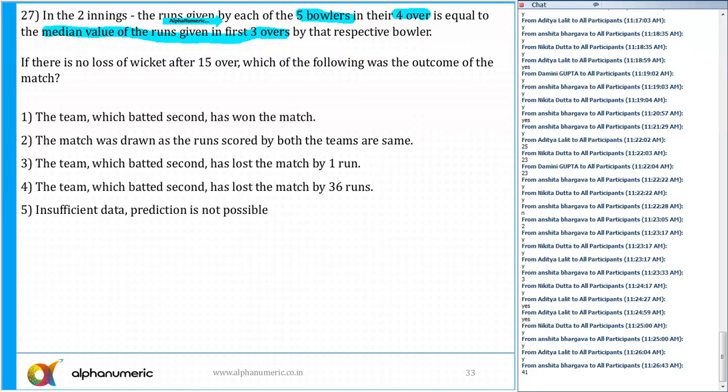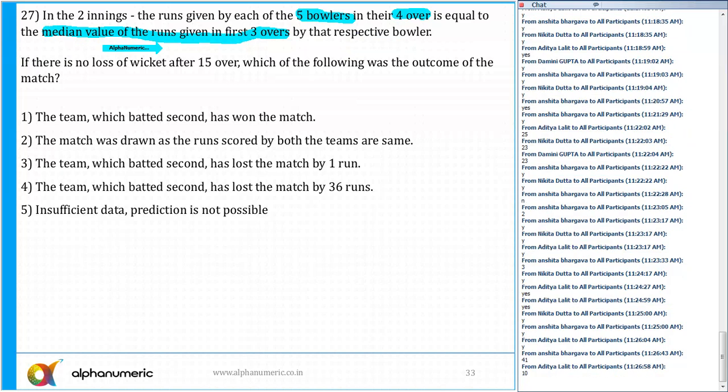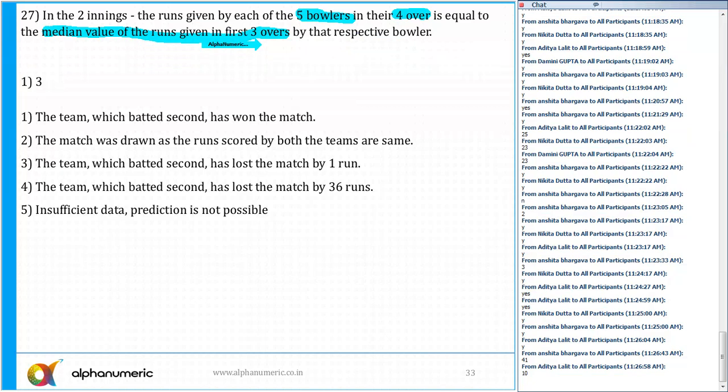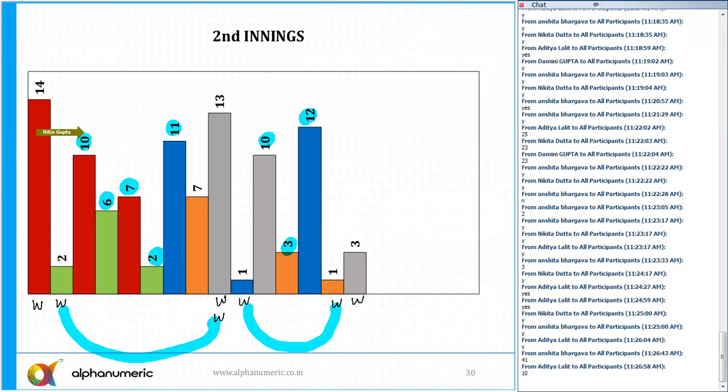In the second innings, the runs given by each of the 5 bowlers in their 4 overs is equal to the median value of the runs given in the first 3 overs by that respective bowler. Yes, so 10. The median here is 10, so one of the bowlers will give 10 runs. The median of 2, 6, and 2, the green one, is 2. So one of the bowlers will give 2 runs here.